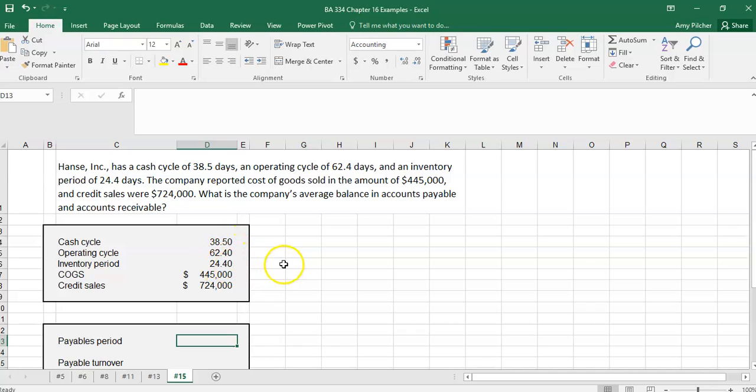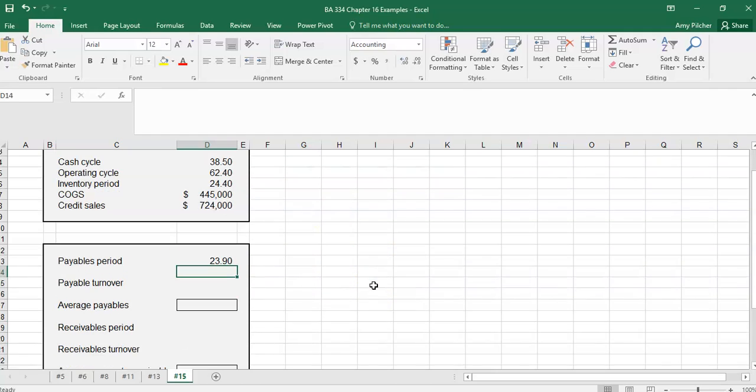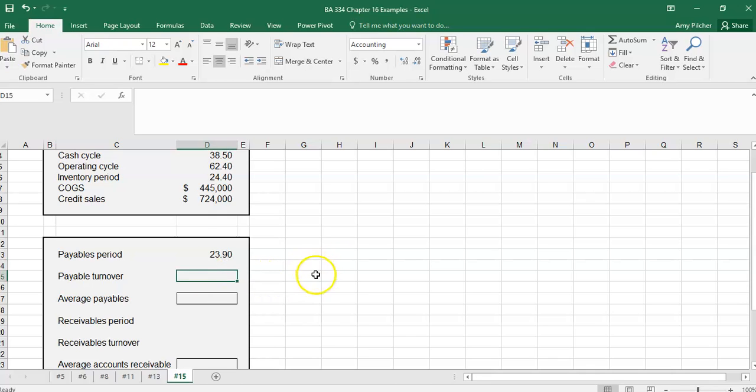Well, we know that the cash cycle is the operating cycle minus the payables period. So if we rearrange that formula, take operating cycle minus cash cycle, that will give us the payables period. Our payables turnover then is 365 divided by the payables period. So our payables turnover is 15.27.